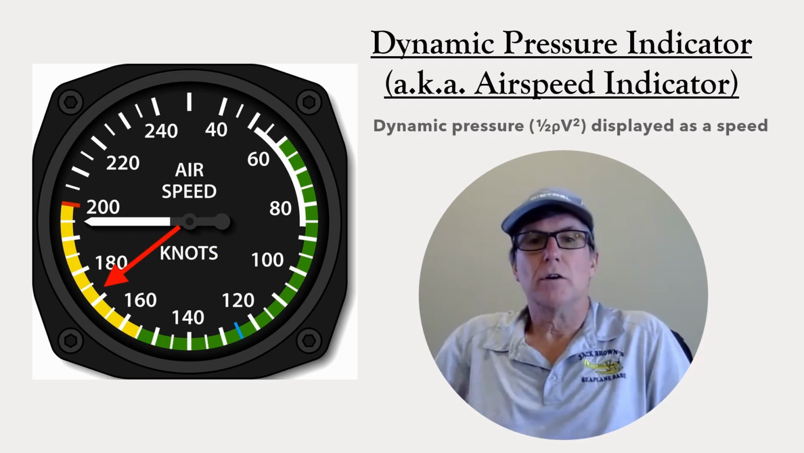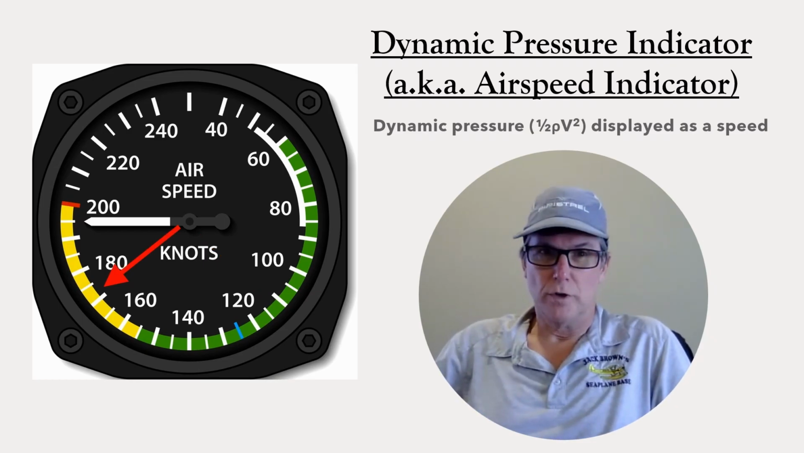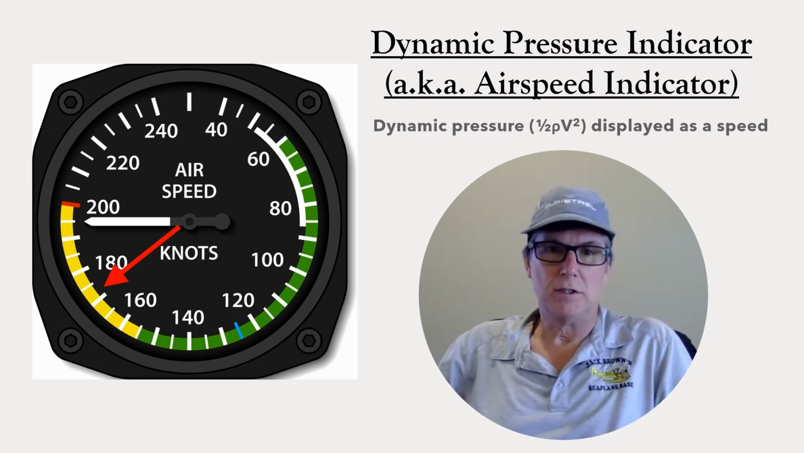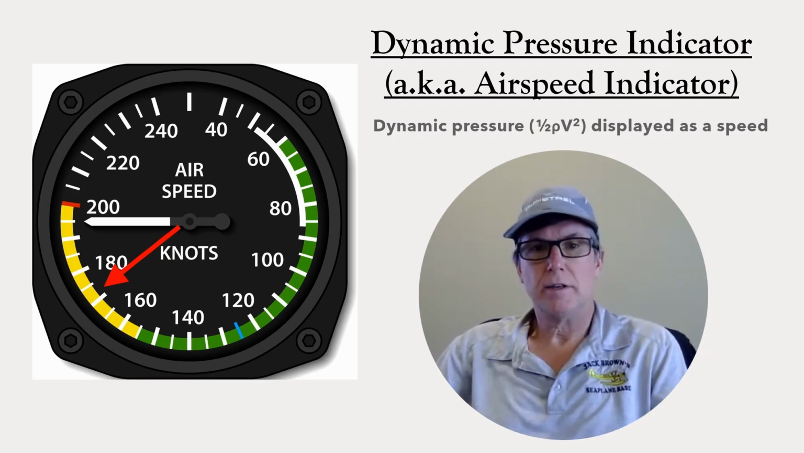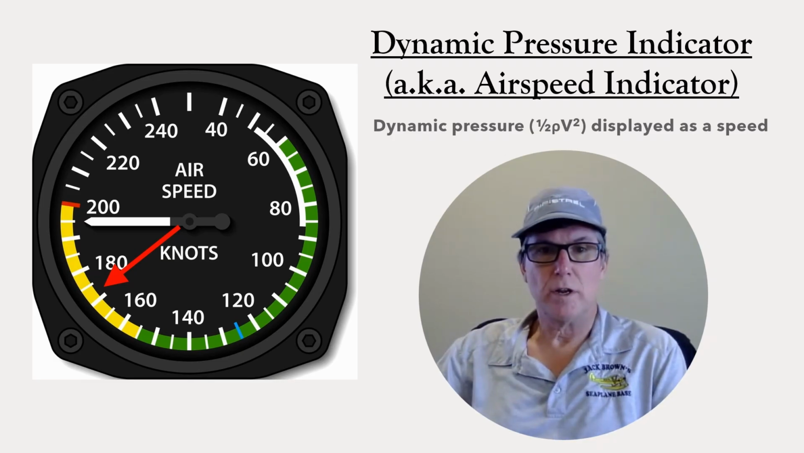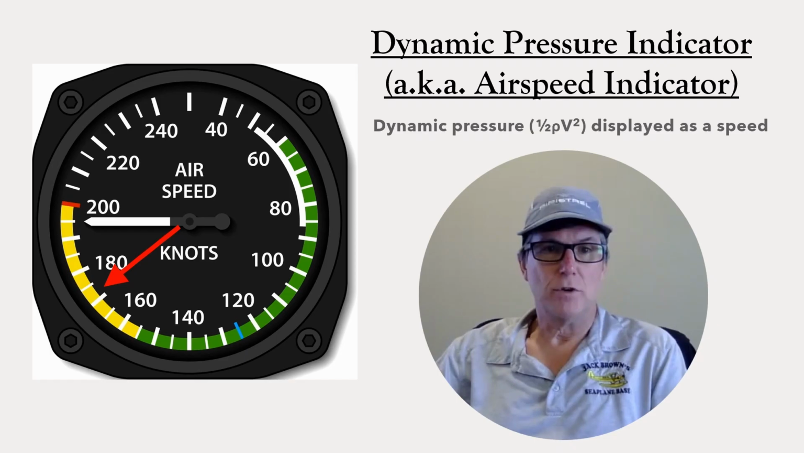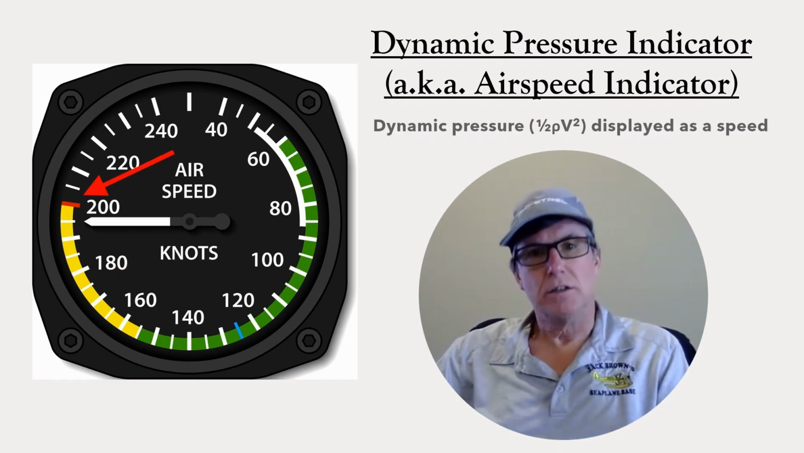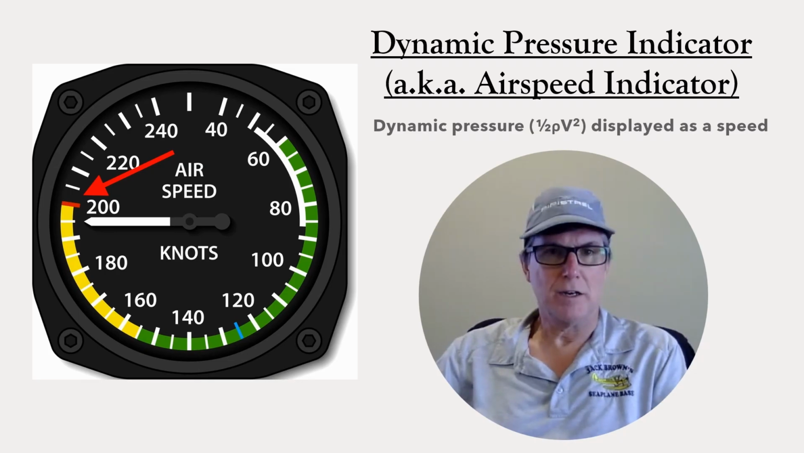The yellow arc represents the caution range. It extends from the maximum structural cruising speed up to the never exceed speed. Operating at airspeeds in this range is only safe when you're in smooth air. The never exceed speed is also indicated by a red line.